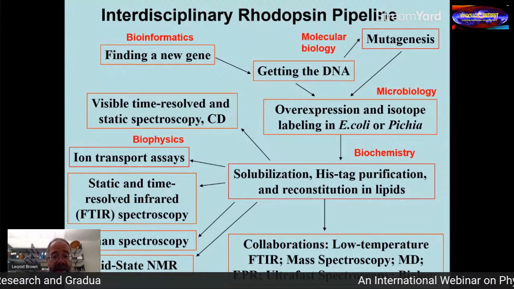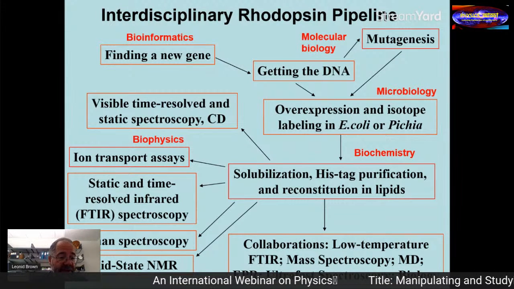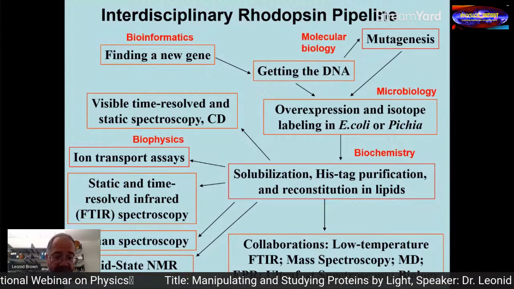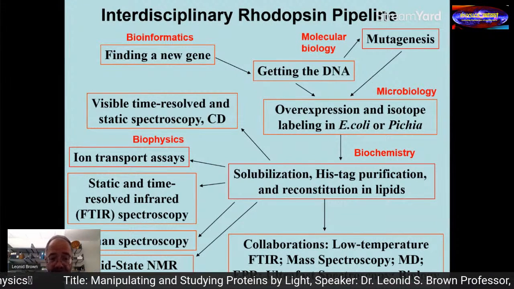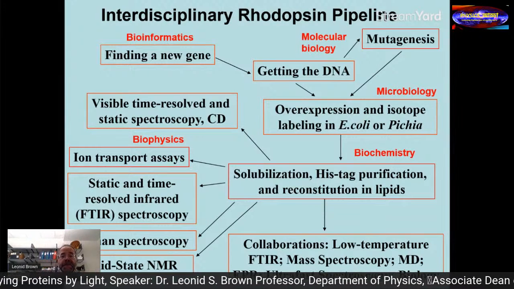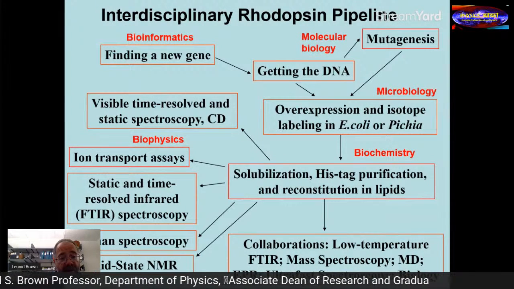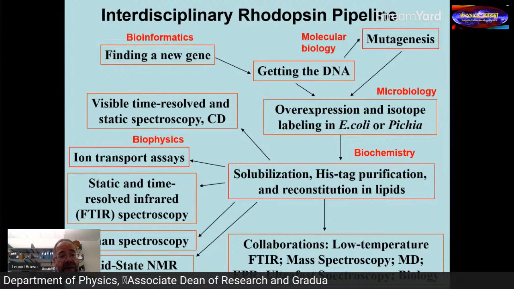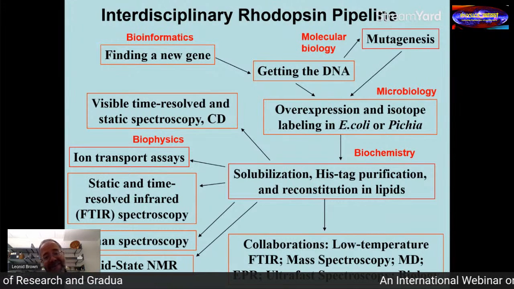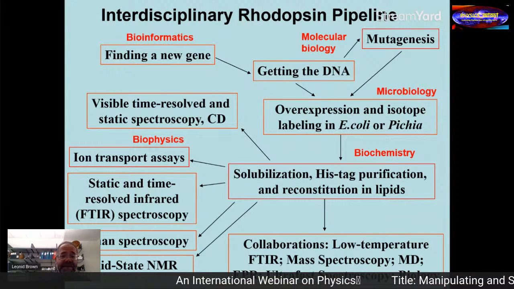And here at the bottom, there are all kinds of collaborations we have. We have collaborations on other techniques, which I'm not going to talk about much, but we do have lots of help from other groups to complement what we do here. So we will be moving down the energy spectrum of the electromagnetic spectrum. We will start with the most energetic photons, which are UV and visible.